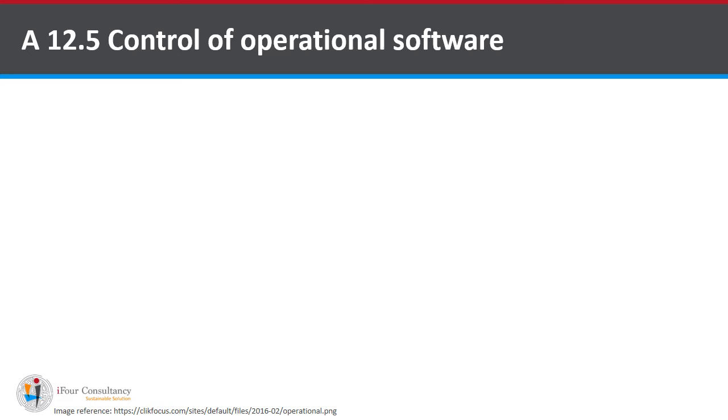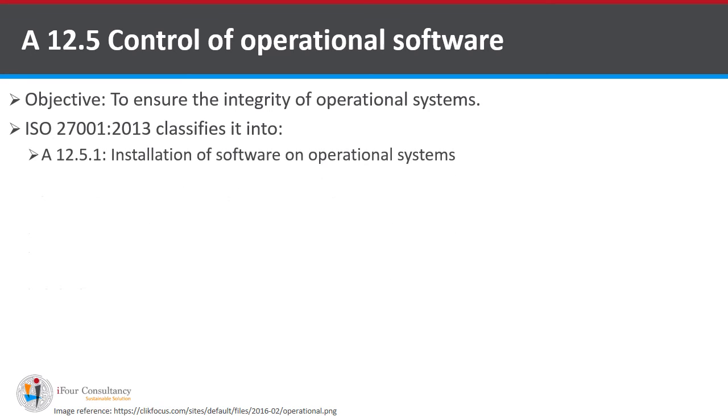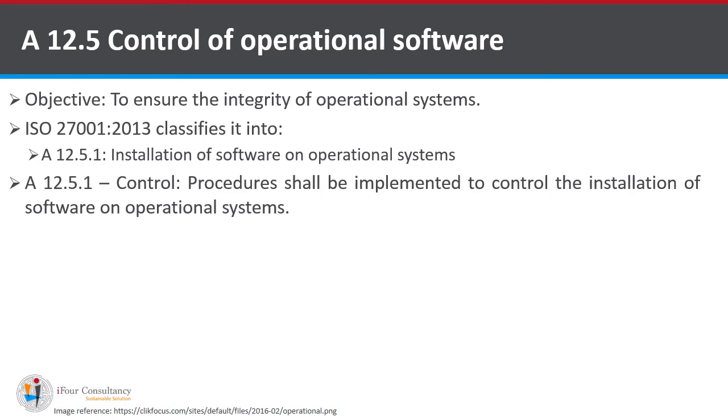A12.5 Control of operational software. What is the objective? The objective is to ensure that the integrity of operational systems is preserved. The ISO 27001:2013 standard classifies it into A12.5.1 Installation of software on operational systems. The A12.5.1 control states that procedures shall be implemented to control the installation of software on operational systems.